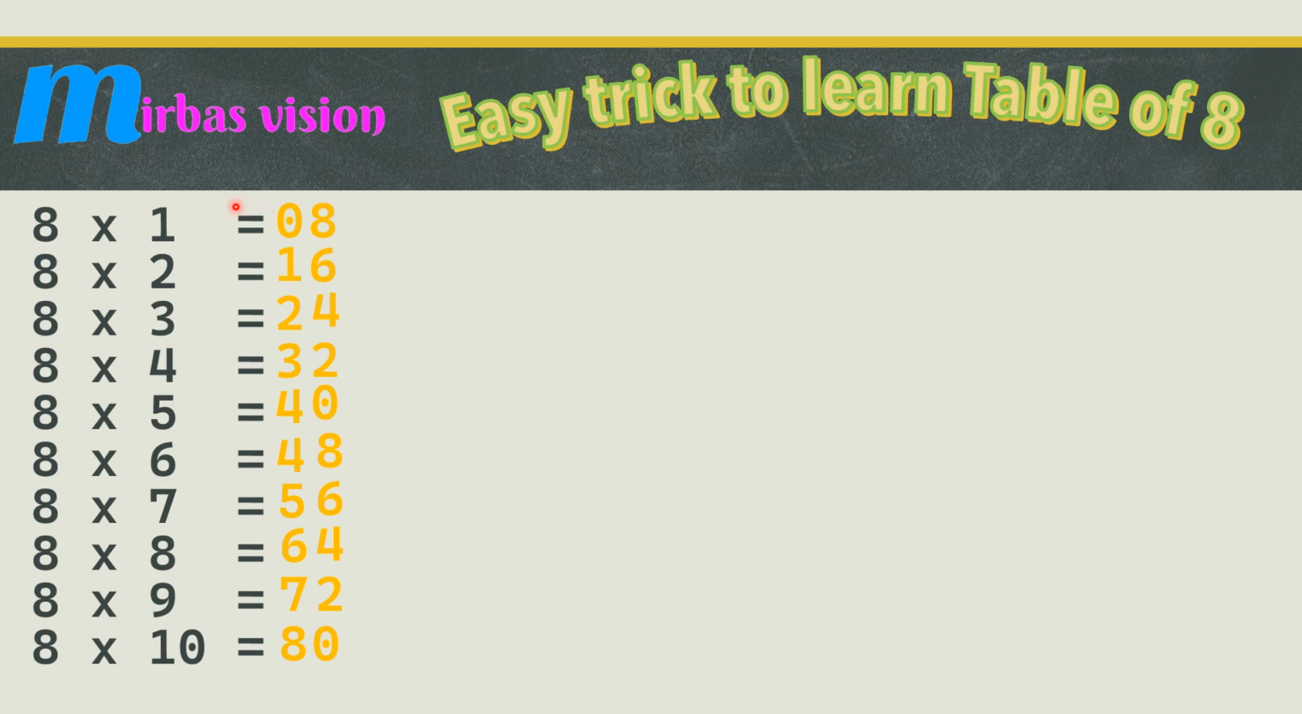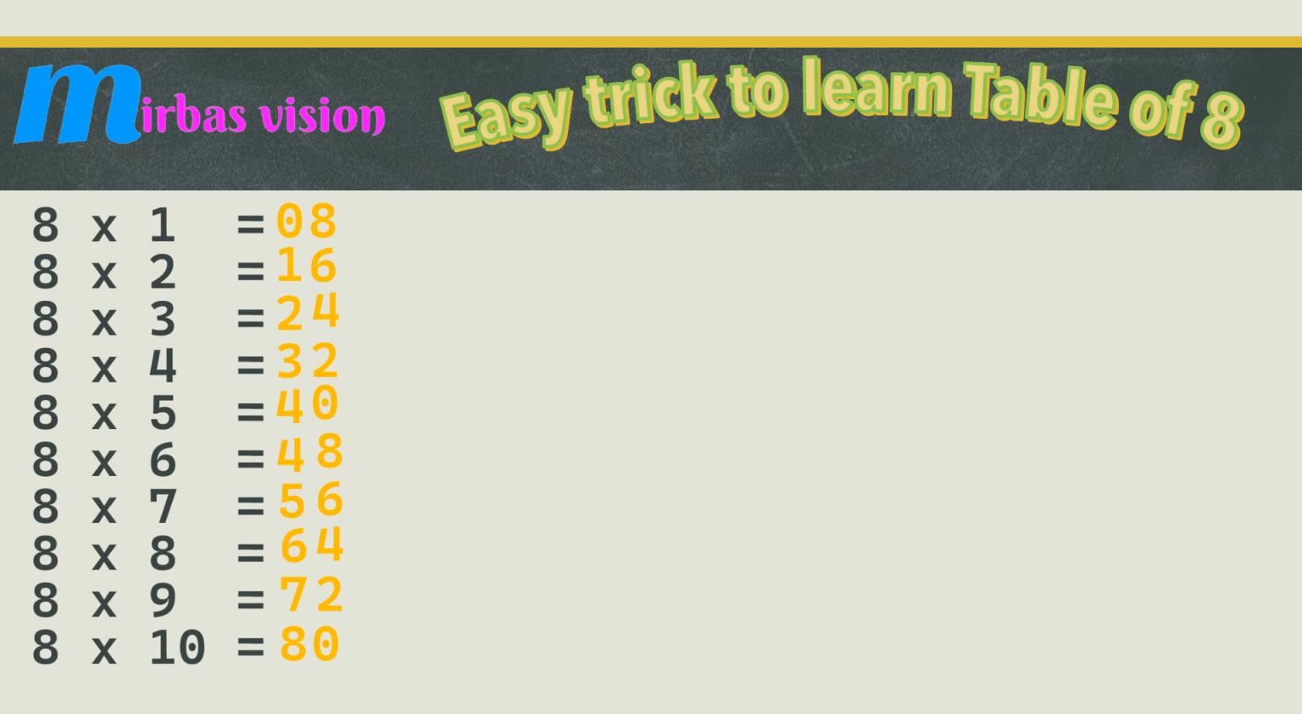Now let's just check whether they are right. 8 ones are 8. 8 twos are 16. 8 threes are 24. 8 fours are 32. 8 fives are 40. 8 sixes are 48. 8 sevens are 56. 8 eights are 64. 8 nines are 72. 8 tens are 80. Yeah, all are correct. This is an easy method to get all the products for the 8 table.